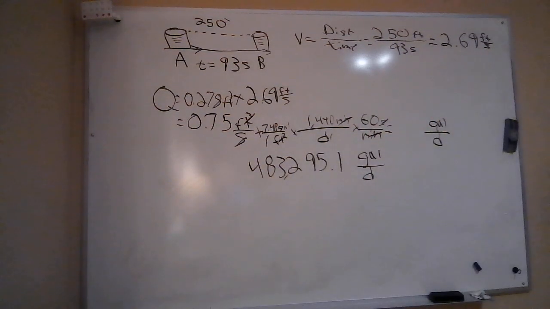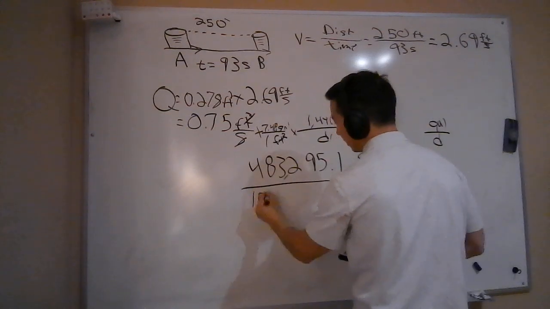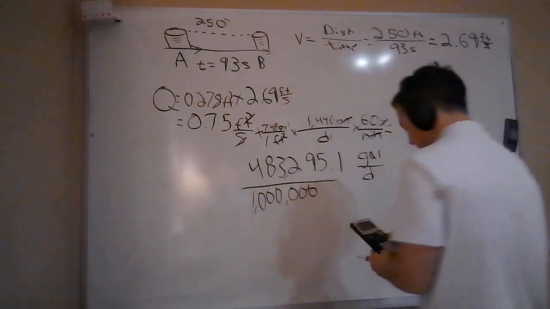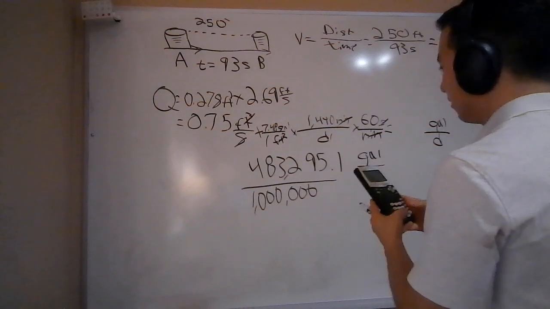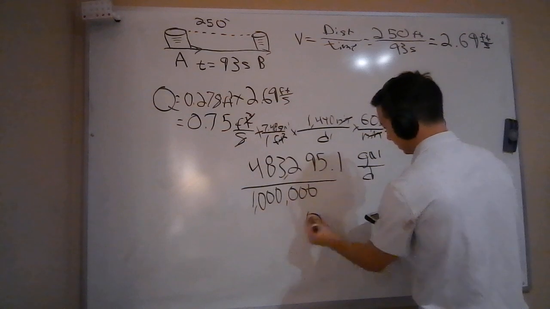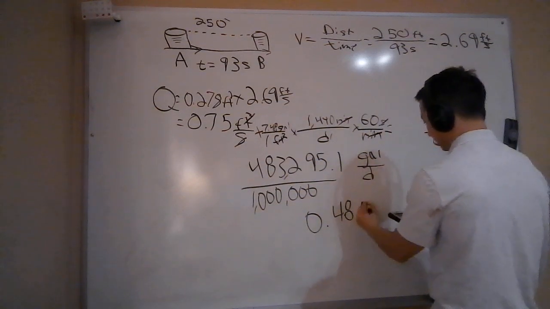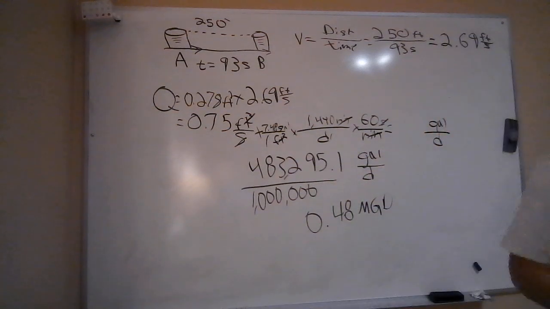Remember to convert from gallons per day to million gallons per day. You're always just going to divide by a million. Make sure you hit those zeros correctly in your calculator. Divide it by 1 and then count out the 6 zeros. 1, 2, 3, 4, 5, 6. And you should be left with 0.48 MGD, or million gallons per day.